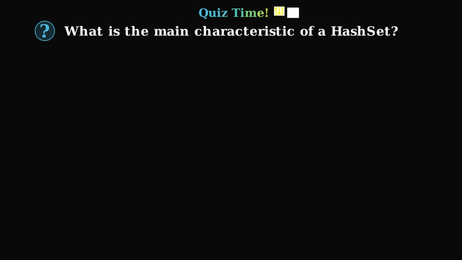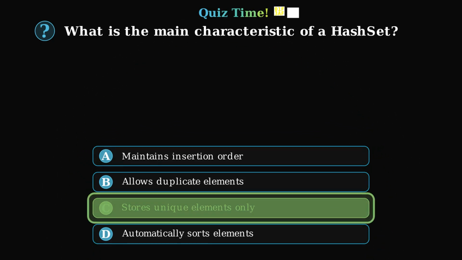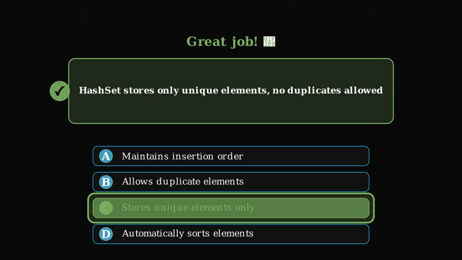Quiz time. Test your understanding. What is the main characteristic of a HashSet? Which one is correct? The correct answer is HashSet stores only unique elements. No duplicates allowed.